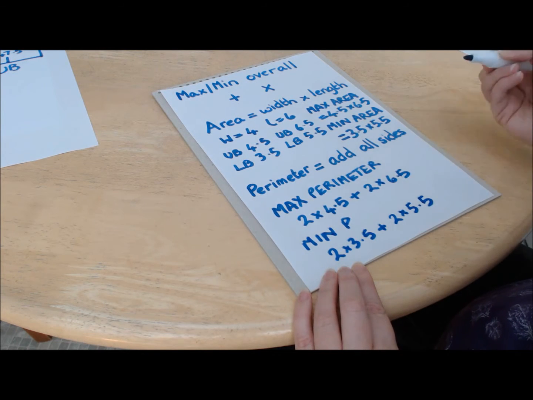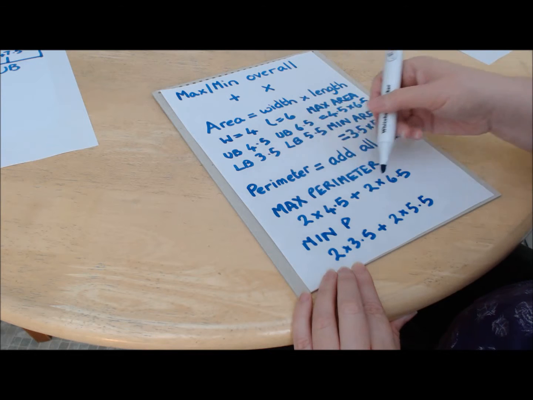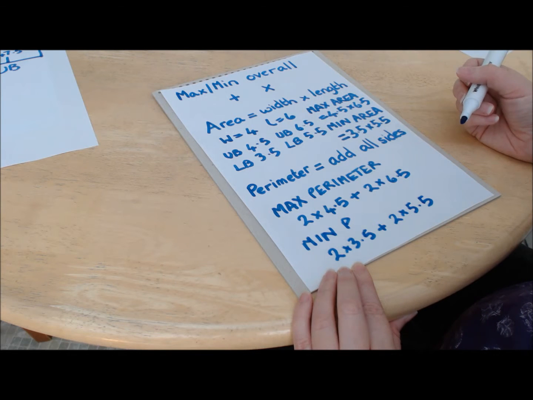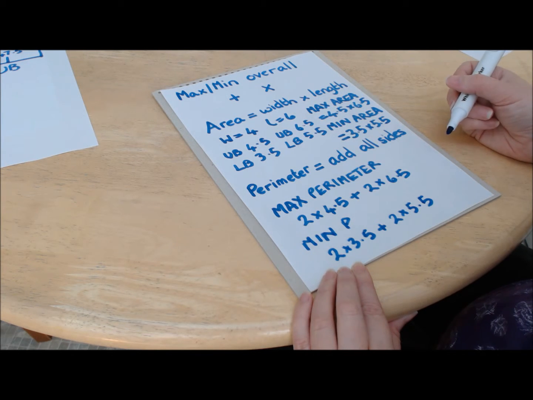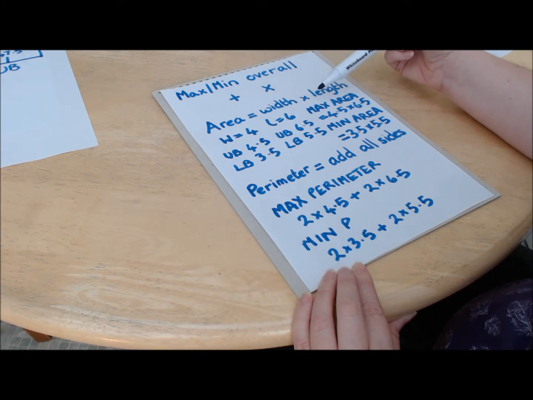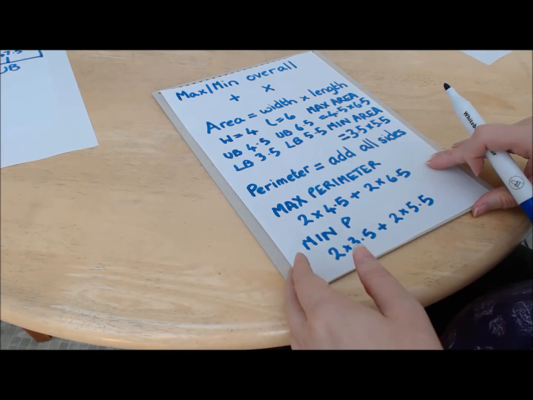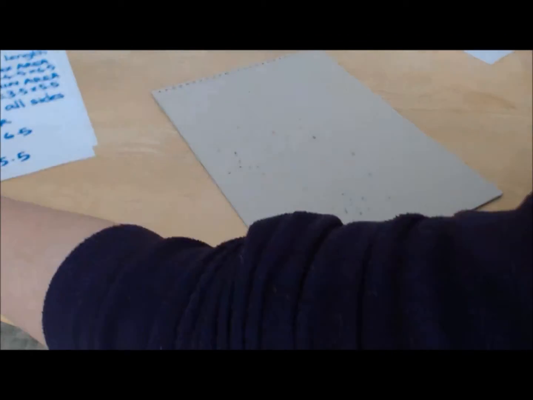Now, if you don't want to multiply, you can do 4.5 plus 4.5 plus 6.5 plus 6.5 and so on for this, but you get the drift there. Okay, so if you've got a formula and it involves adding and multiplying, then you're going to want the maximums. Now we're going to look at what happens when there's maybe takeaway or division involved.